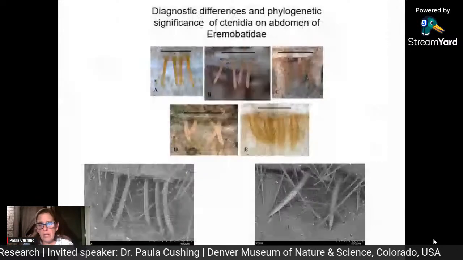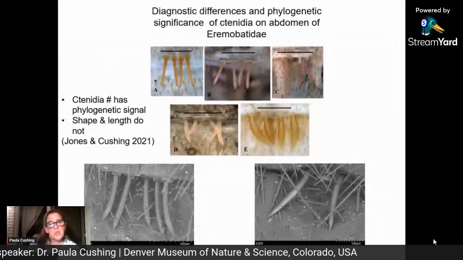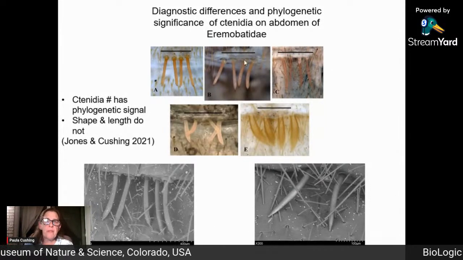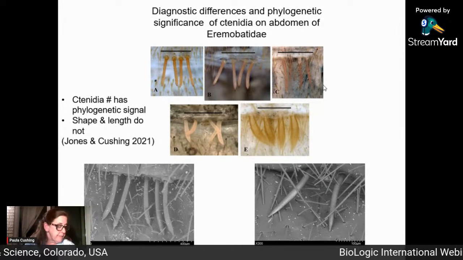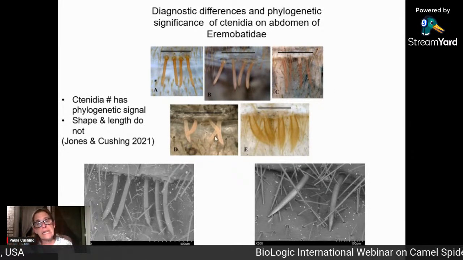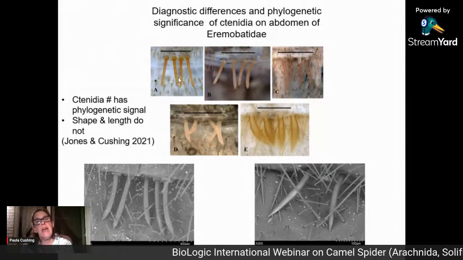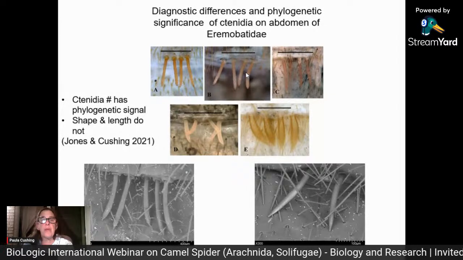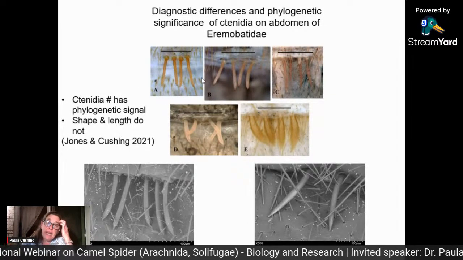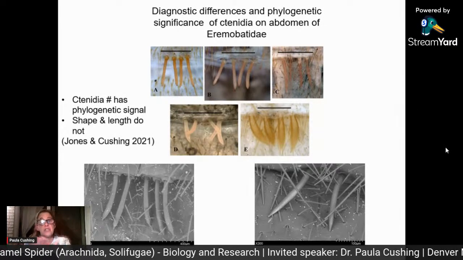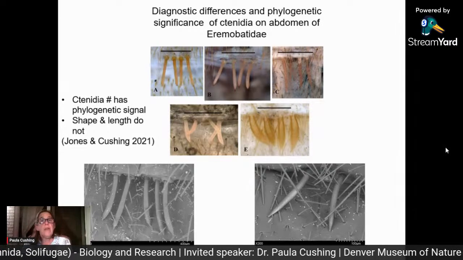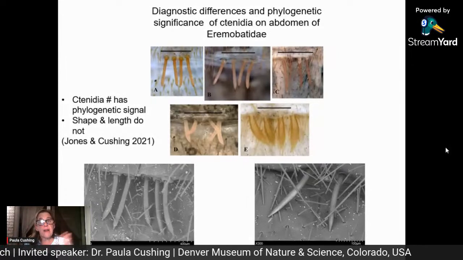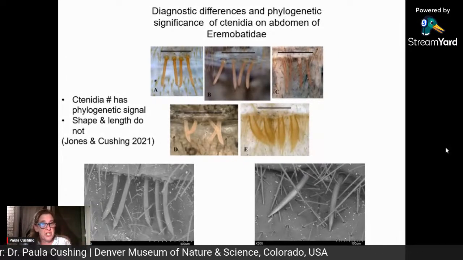My student Ryan Jones published a paper in 2021 in which he was trying to determine the phylogenetic significance of these specialized structures on the underside of male abdomens that are called ctenidia. And we use the ctenidia as diagnostic characteristics to distinguish between different genera. We use the number of ctenidia to differentiate between different species within a genus.